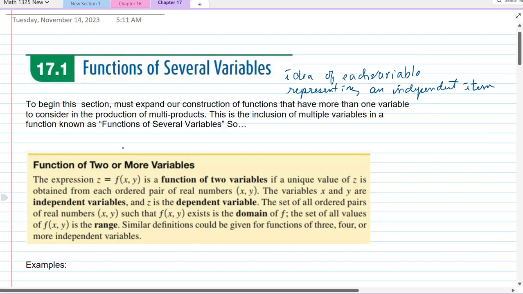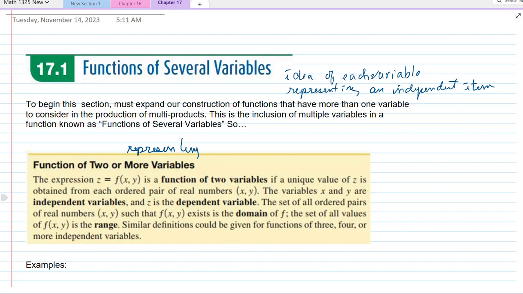Expression representing z as the function of several variables. And in this case, we have an f of whatever many variables we have, and z represents that item of two variables if the unique value of z is obtained from the ordered pair of real numbers x, y.